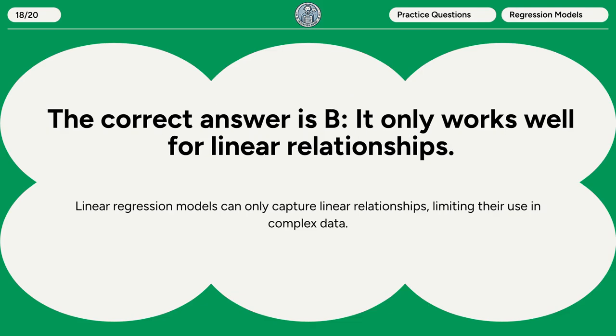The correct answer is B. It only works well for linear relationships. Linear regression models can only capture linear relationships, limiting their use in complex data.